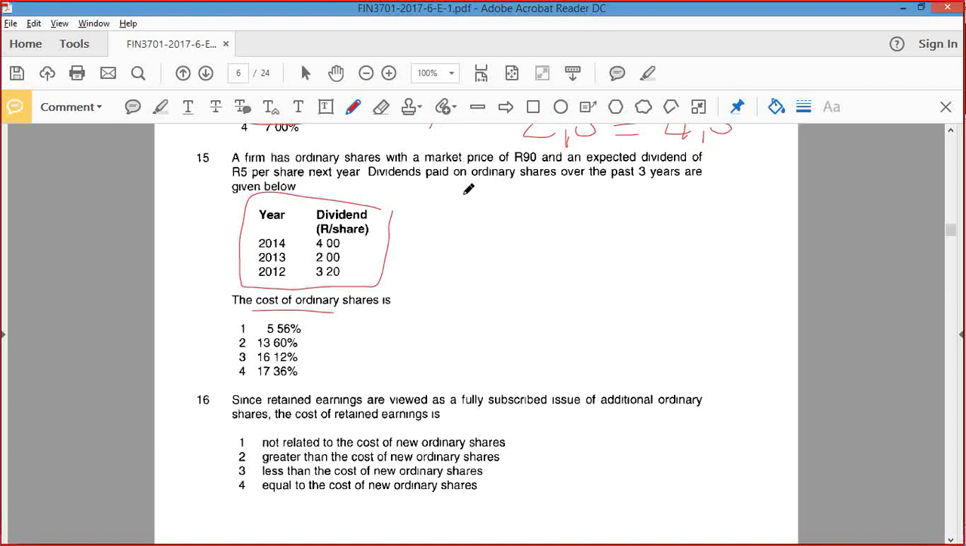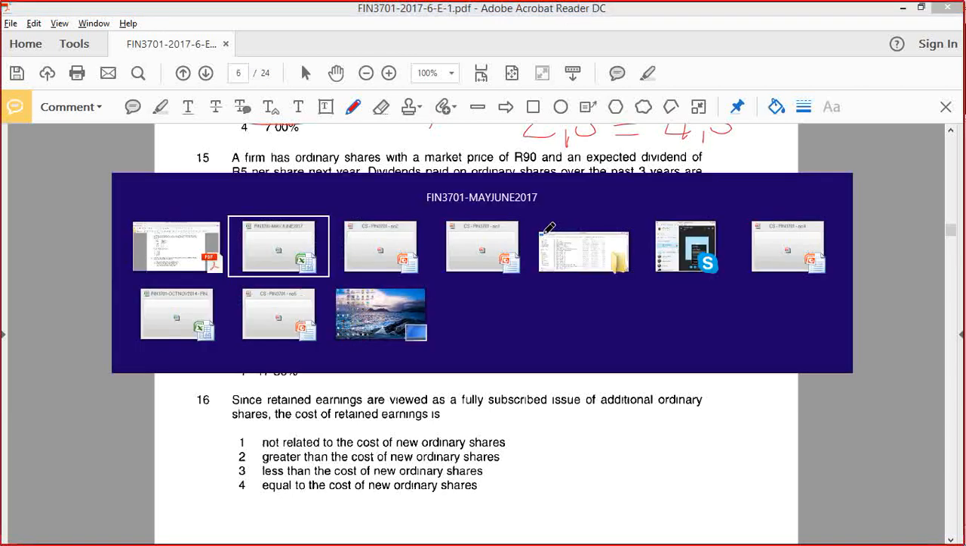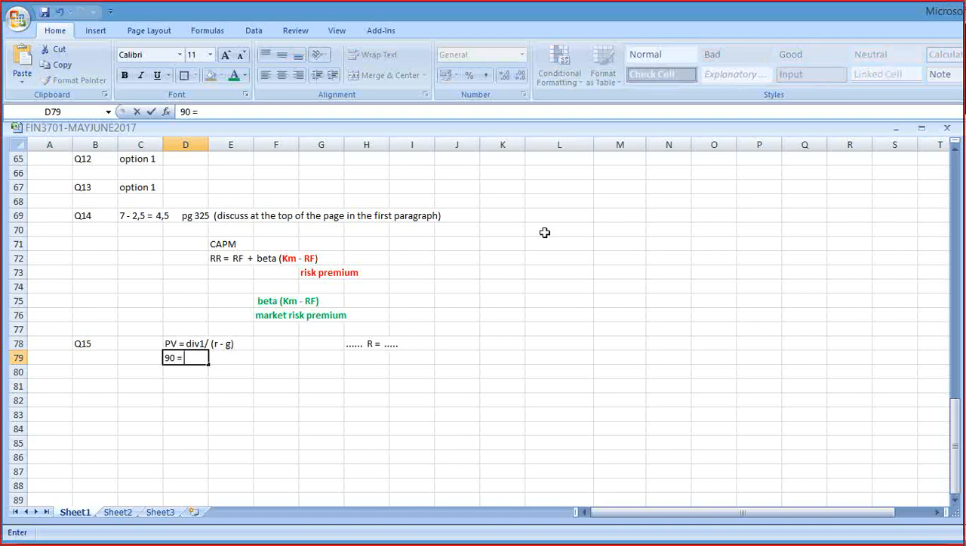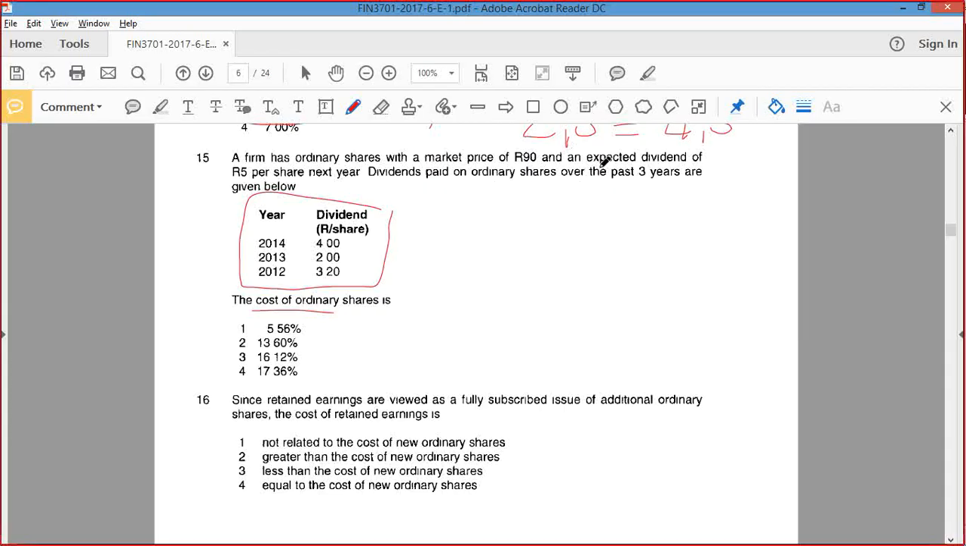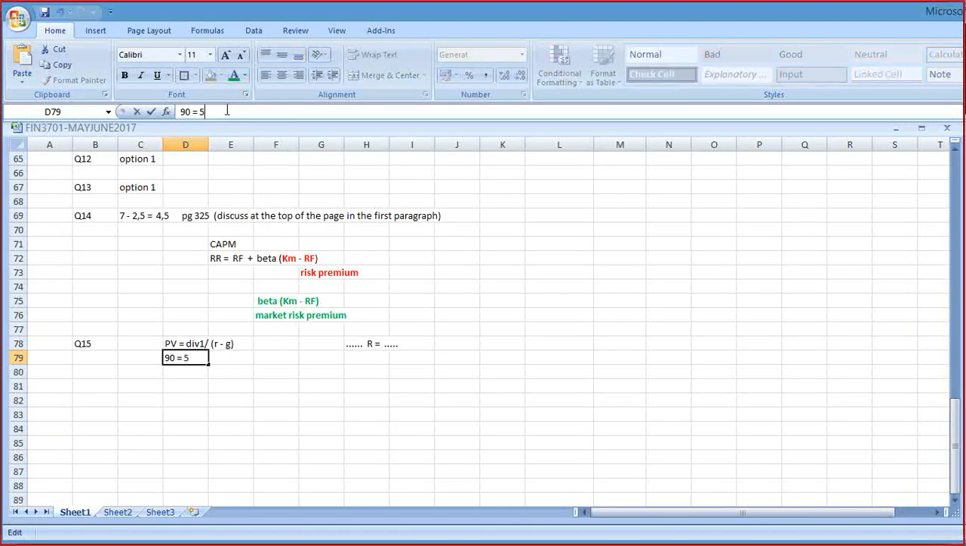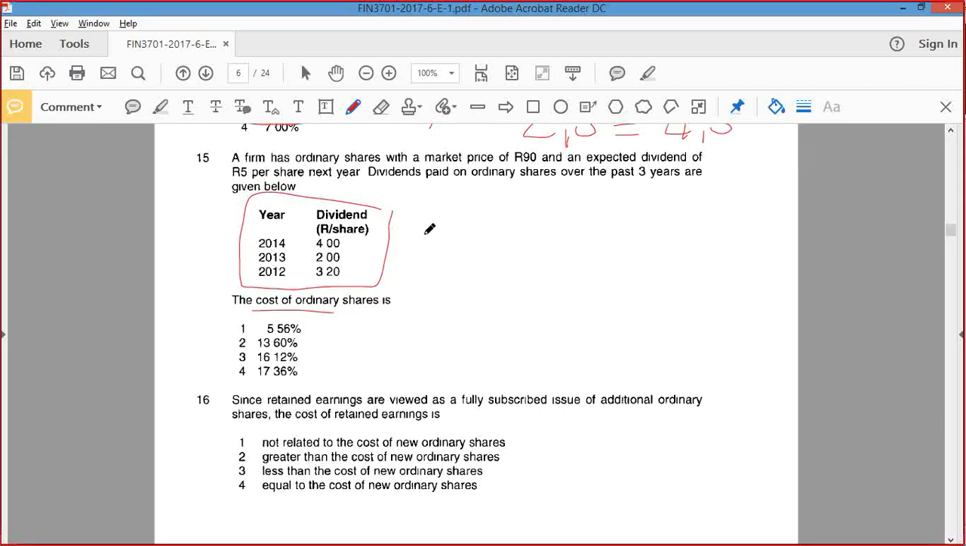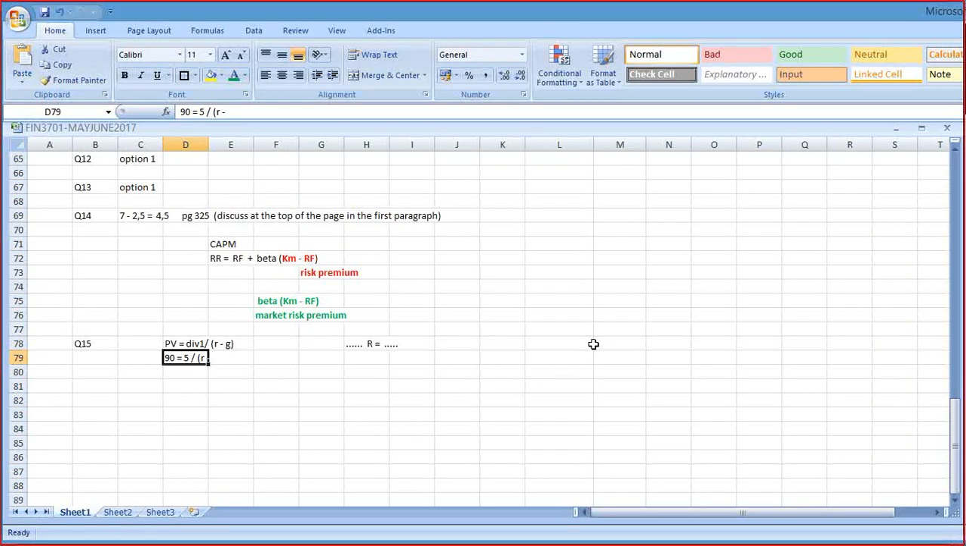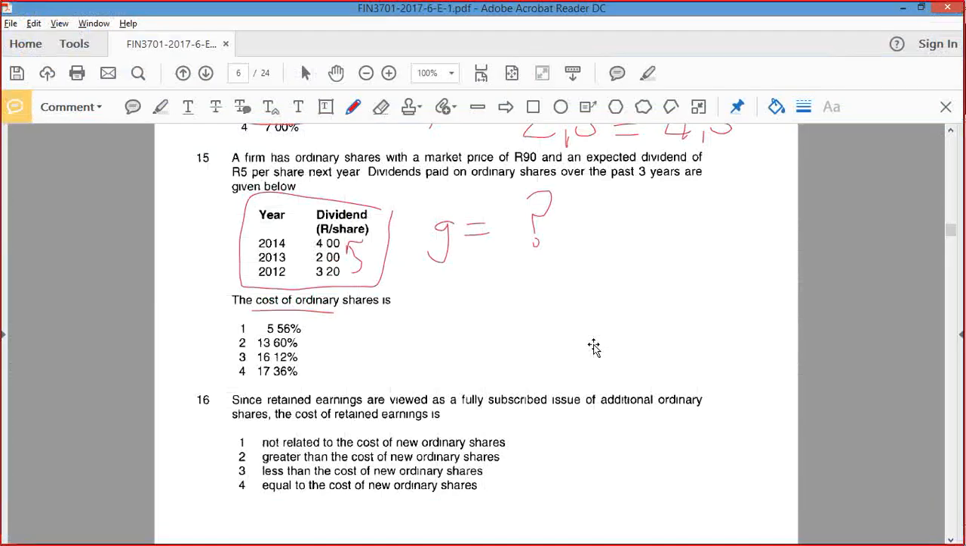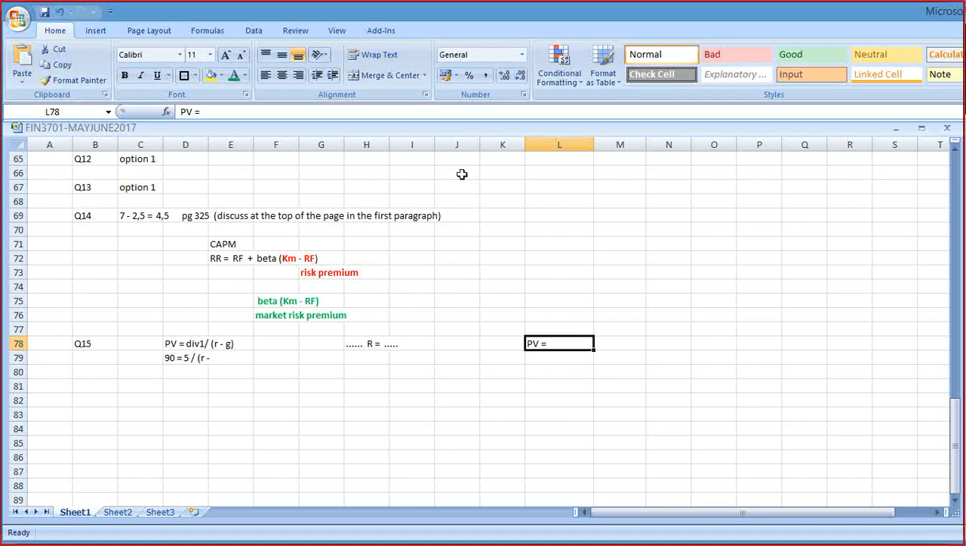It's easy just to remember one equation and use it time and time again. Gordon growth you should know by now from FIN3701. So a firm has ordinary shares at a market price of 90. 90 equals Div1, the expected dividend of 5 Rand next year, so Div1 is 5, divided by (R minus G). The R is what you're looking for. The growth is going to be calculated from the dividends given, so you have to solve for G. How do you do that? Simple. PV was what? What did I start with? 3 Rand 20. FV, 4 Rand.